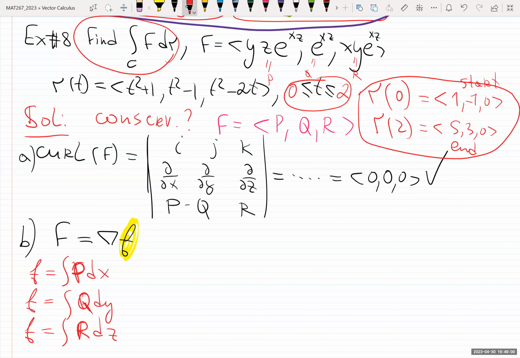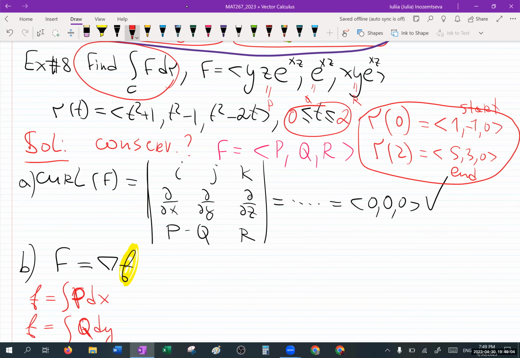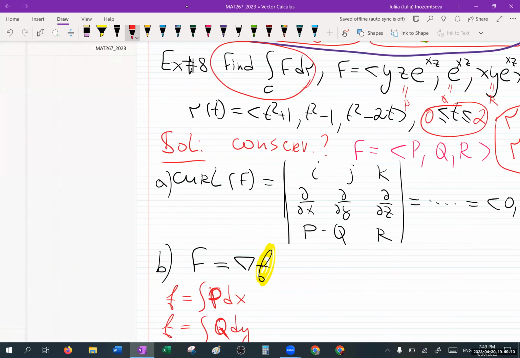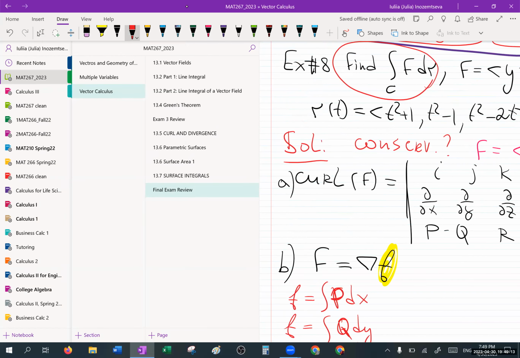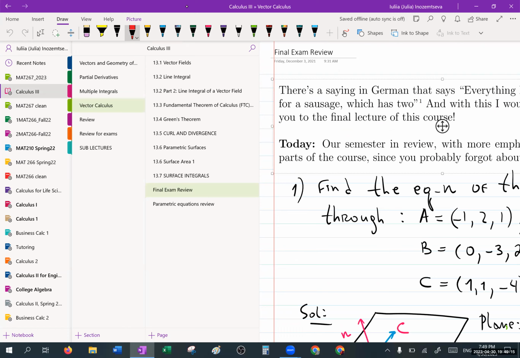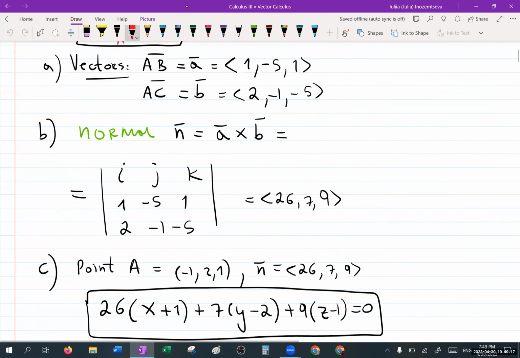Okay, continue. Parametrization. How about the work done? Should I put it in? The work done is kind of supposed to be here. How to calculate it? I have this here: work done by the force.